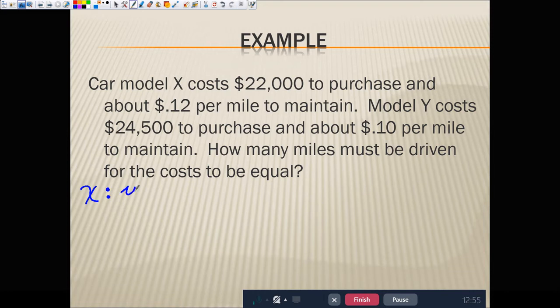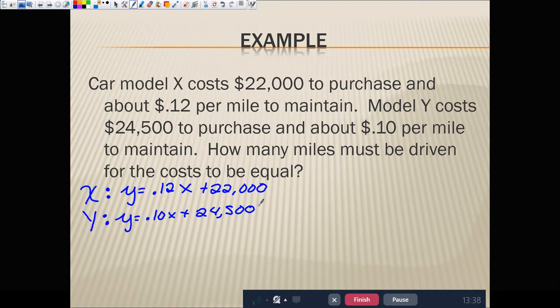my y is going to equal, we have how much per mile? 0.12, and that would be 0.12x, because it's per something, so it's going to be like a rate of change, plus what's my base? 22,000, that would be like a b. And then model Y, my y is going to equal what? What's my per mile there? And what's my base cost? Okay, and it says that we're going to set them equal to each other. So that's exactly what I'm going to do.